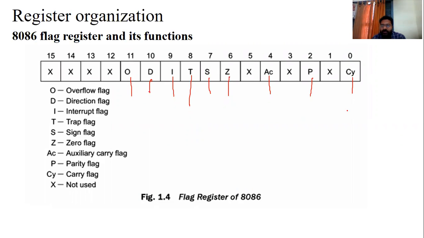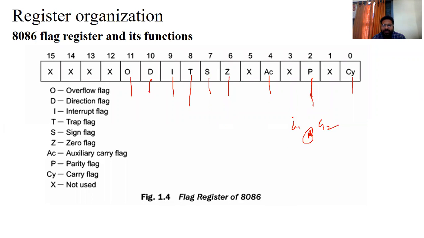What is the carry flag? Whenever you add two numbers, the extra bit is called a carry. Then parity: why is parity used? The parity checker is used to check whether the information is received correctly or not. What is the auxiliary carry? In BCD addition and subtraction, between the two groups, group 1 and group 2, any borrow or carry produced is called an auxiliary carry.